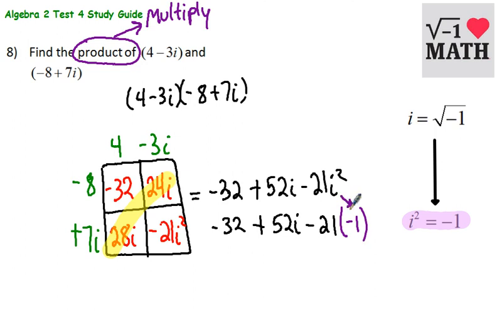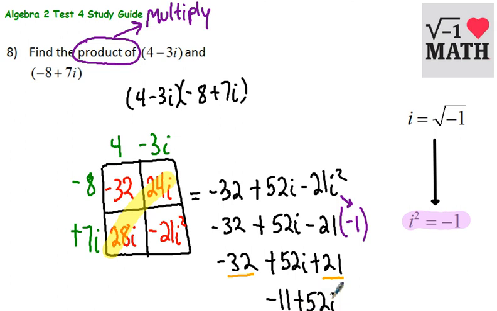i squared is equal to negative 1. And I'm just doing that so that I can simplify this further. Because I know what i squared is equal to, so that would be negative 21 times negative 1. That would be a positive 21. And then if I combined these two terms, negative 32 and a positive 21, that would give me a negative 11. So I would end up with negative 11 plus 52i. Negative 11 plus 52i is what we'd end up with there. Okay. All right, so we'll go ahead and pause and try number 8 in the middle.